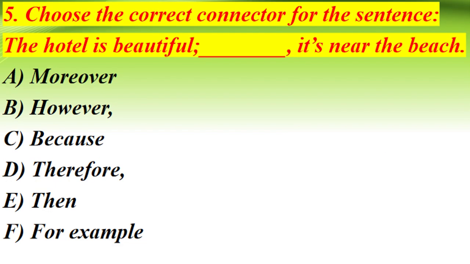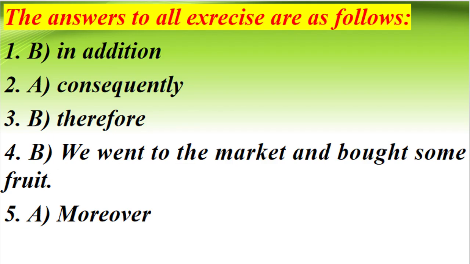5. Choose the correct connector for the sentence. The hotel is beautiful. It's near the beach. A. Moreover, B. However, C. Because, D. Therefore, E. Then, for example. Answers to all exercises are as follows. 1. B. In addition to. 2. A. Consequently. 3. B. Therefore. 4. B. We went to the market and bought some fruit. 5. A. Moreover.